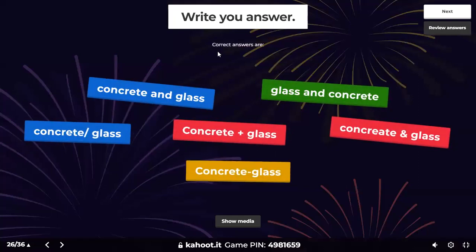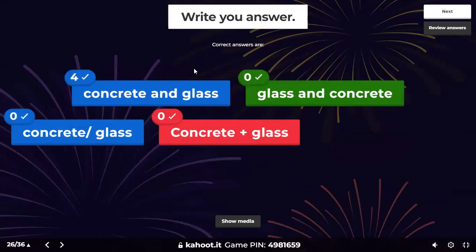Right, okay, now these are my answers. Four of you have written concrete and glass, which is what I already input in the system. Maybe some students would write glass and concrete, and here the order is not important. Even in the IELTS exam, you can start with the word concrete and the word glass, or the word glass and concrete, or you could write plus instead of and, concrete plus glass, no problem.